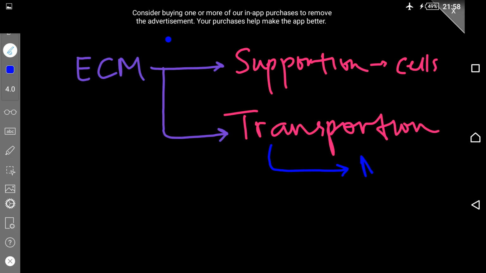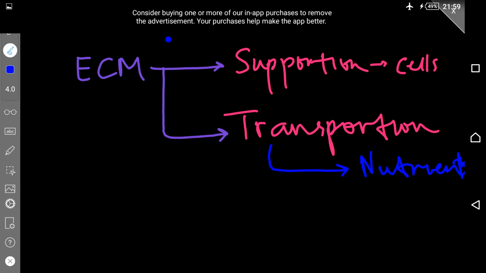First being nutrients, meaning the extracellular matrix takes the nutrients from the blood or from the plasma of the blood and transports these nutrients into the cells, so that the cells can be fed through these nutrients and can grow using these nutrients and stay alive.